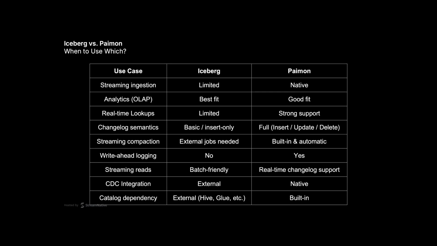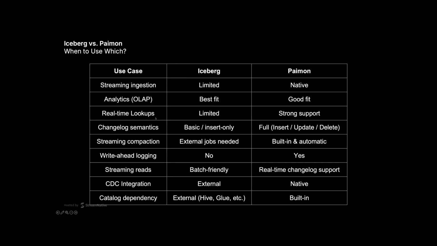So some of the comparison between the use cases and where would you use Iceberg and when would you use Paimon. So for streaming ingestion, you would use Paimon. I mean, you can use, of course, both, but Iceberg does not support streaming natively. It supports streaming in micro batches. If you have an OLAP or analytical workload which you know that you're only going to do on historical data, Iceberg is the best fit here, but Paimon is a good fit in this case.